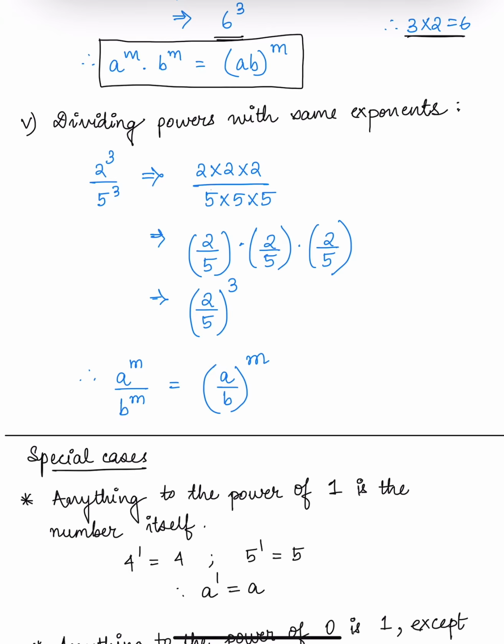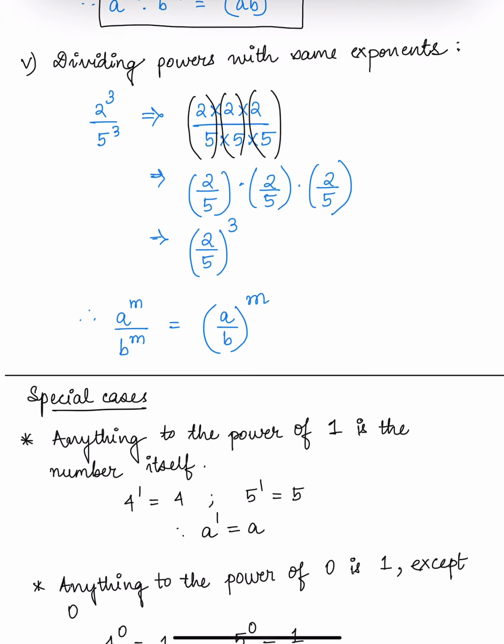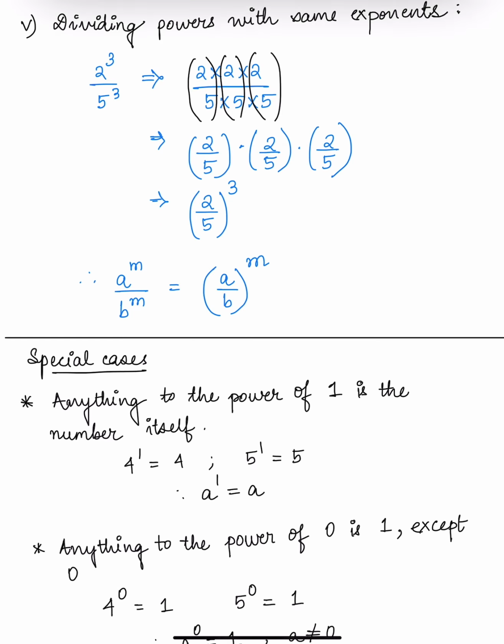Similarly, when we divide the parts with the same exponents, and let the example be 2 cube divided by 5 cube. So it's 2 by 5, 2 by 5, 2 by 5. So we can break them down like this, and we see we get 2 by 5 whole to the power 3. So the final law is a to the power m divided by b to the power m equal to a by b whole to the power m.